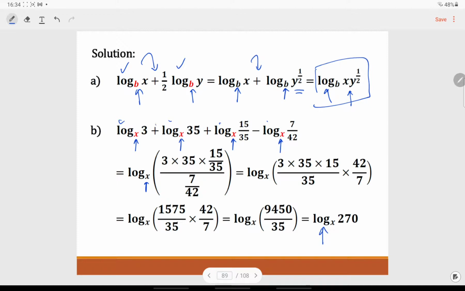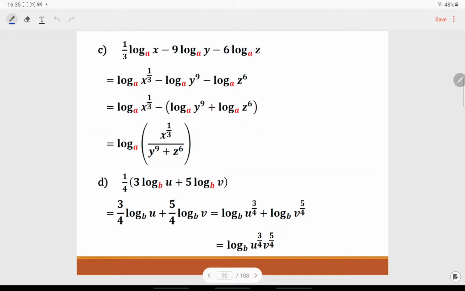For addition operation, it becomes multiplication. For subtraction operation, it becomes division. So we simplify all the values inside the parentheses and come out with the simplest fraction, which we can further simplify into a single number. So from 4 logarithms, the final answer contains only a single logarithm. You just need to use all the logarithmic laws in order to simplify these expressions.